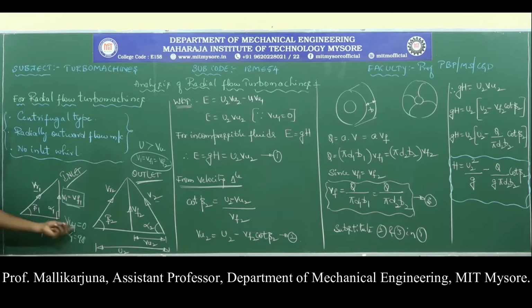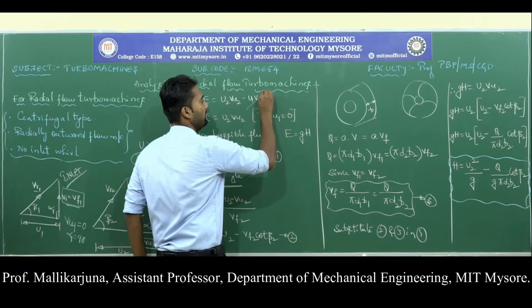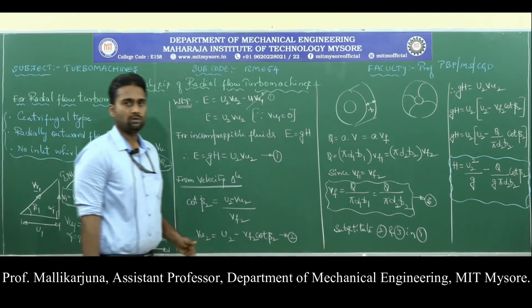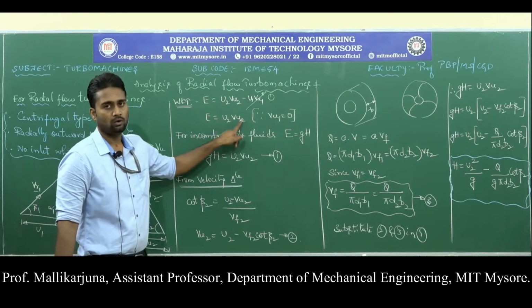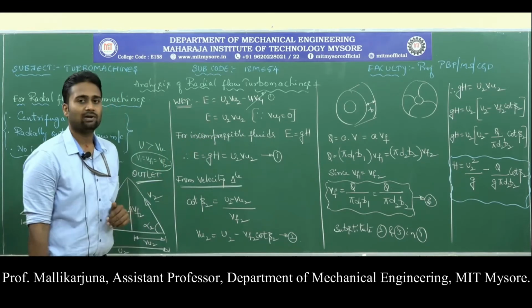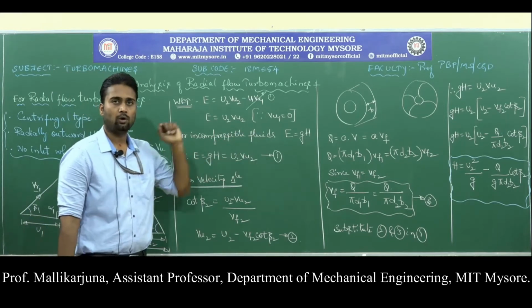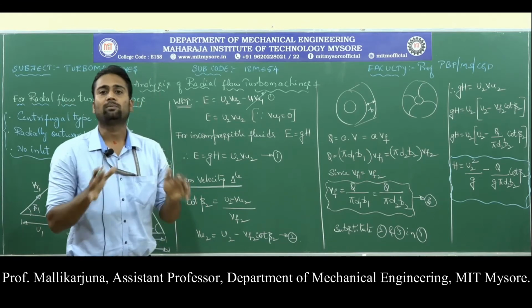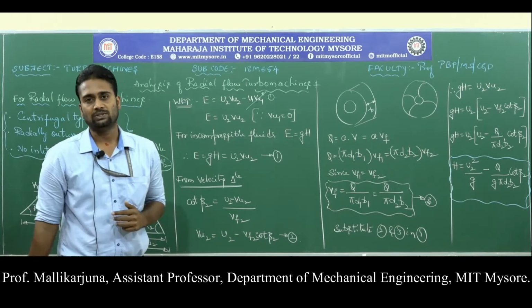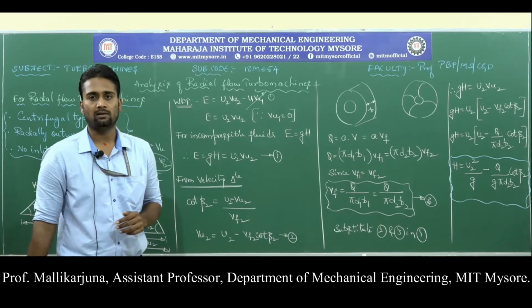No whirl at the inlet means Vu1 is equal to 0. Once Vu1 is equal to 0, this term will be equal to 0. That means this term will vanish, so I will be left with U2 Vu2. We have discussed at the earlier stage that for incompressible fluids, what do you mean by incompressible fluid? The fluid's density cannot be changed over the machine. While the fluid is moving through the machine, its density will not alter.